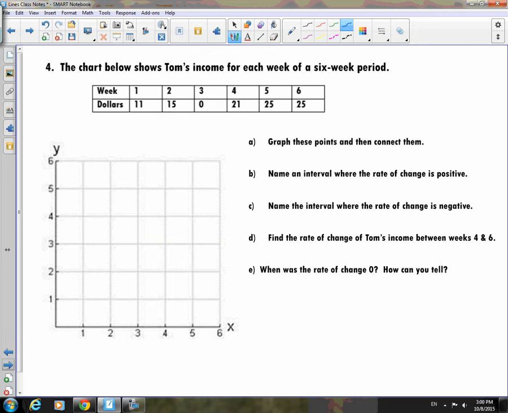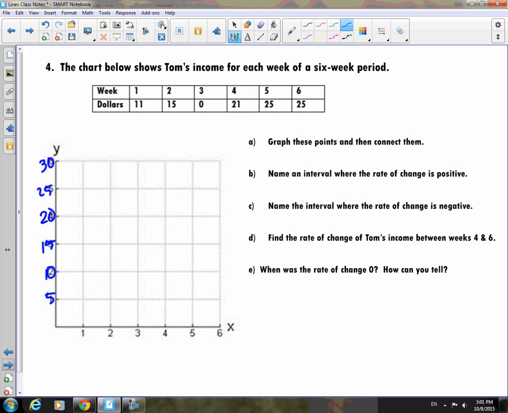A few more examples we have here. The chart below shows Tom's income for each week of a 6-week period. Graph these points and connect them. So we've got a nice little graph here. So week 1 was $11. Let's see, we should probably rescale here. So we have to get to 25. So let's make this by 5s. 10, 15, 20, 25, 30.